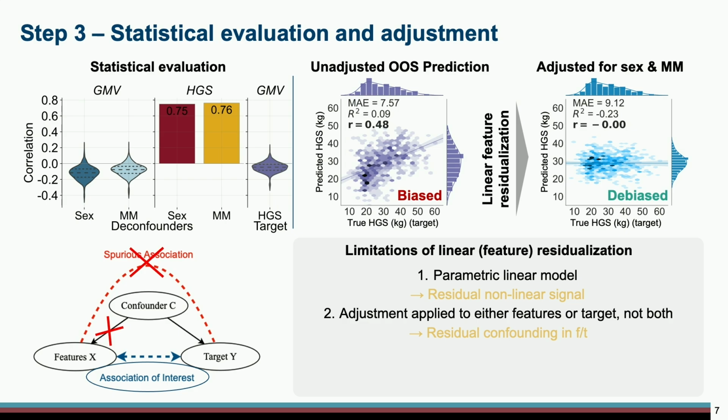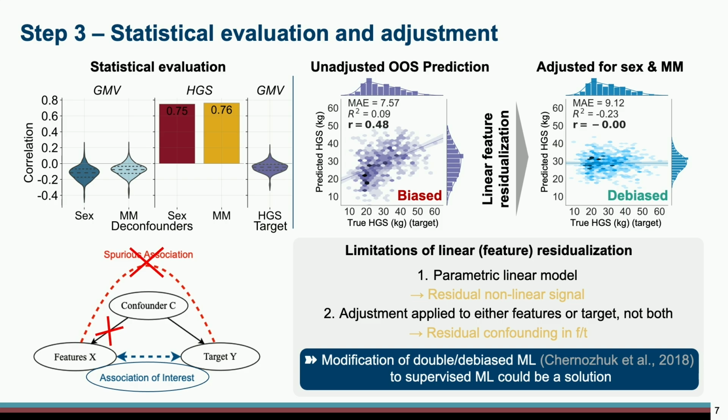And also, usually only features or targets are residualized, so we might have leftover confounding signal in the respective other one. There are options out there, for example, the double debiased machine learning approach as suggested by Chernozhukov 2018, but this is meant for treatment outcome modeling, and to adapt it to the supervised machine learning case, it needs further modifications, which I don't want to go into depth on right now, but if you're interested, we can also discuss it at my poster.